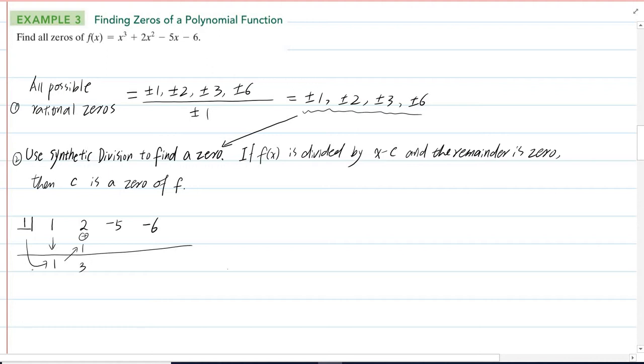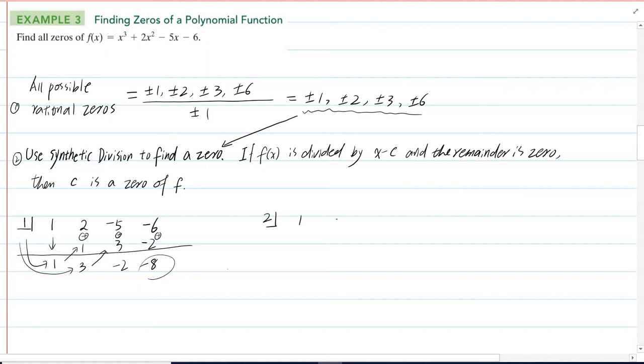You're going to have 3, multiply again, that is 3. So here we have 3, we add them, -2, and then again multiply, that will give you -2, you add them, and that gives you -8. So clearly in this case our remainder is not 0, which means this 1 is not a zero of f. So for the second one, we'll try 2.